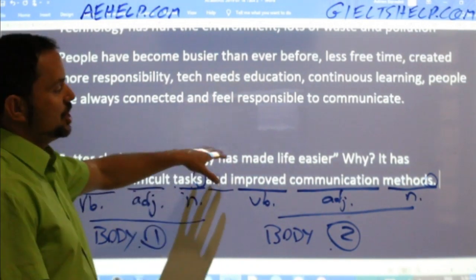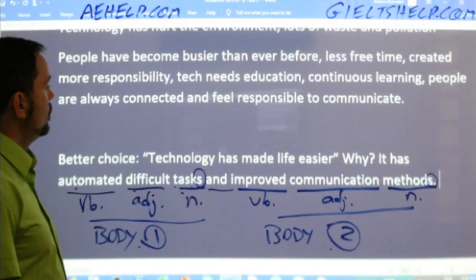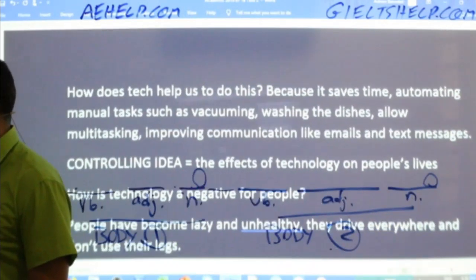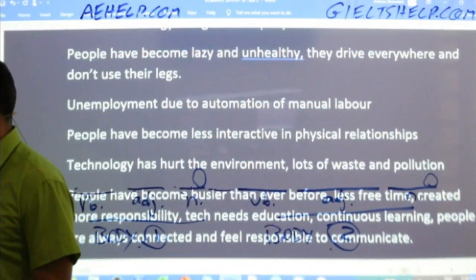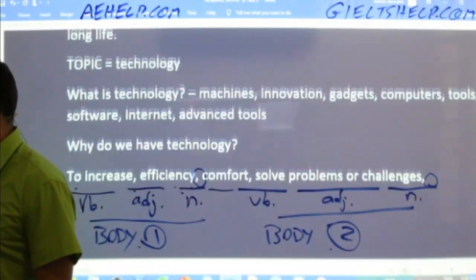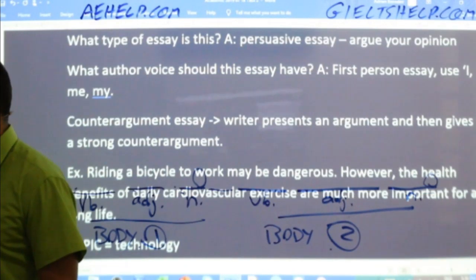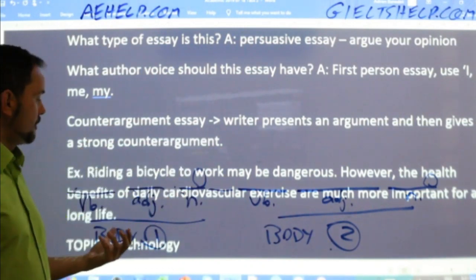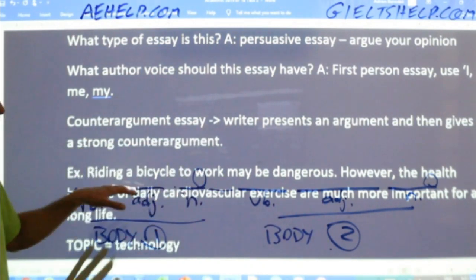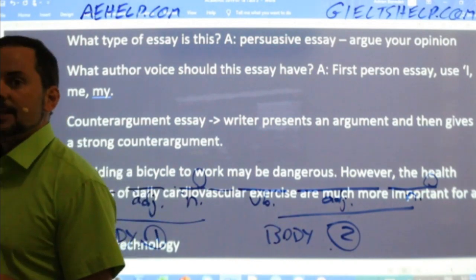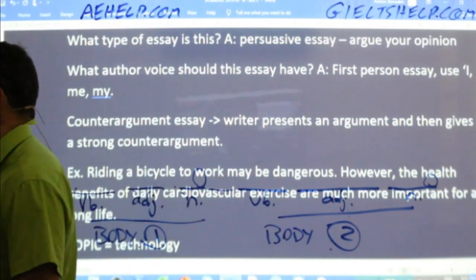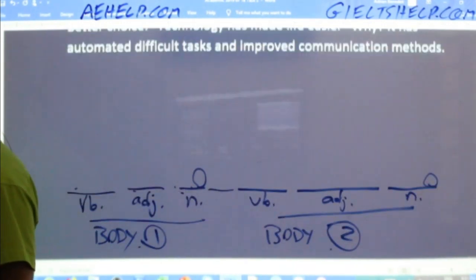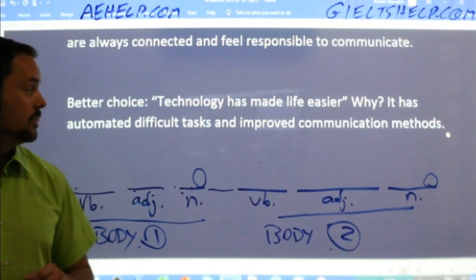Now I need to change this and turn it into an argument or counter argument essay. So remember, for this topic, I'm writing a counter argument essay. So there you see it, counter argument essay. So I need to present an argument first and then the counter argument. Okay? So let's do that. Let's create our thesis statement, our full thesis statement for a counter argument essay. Okay?